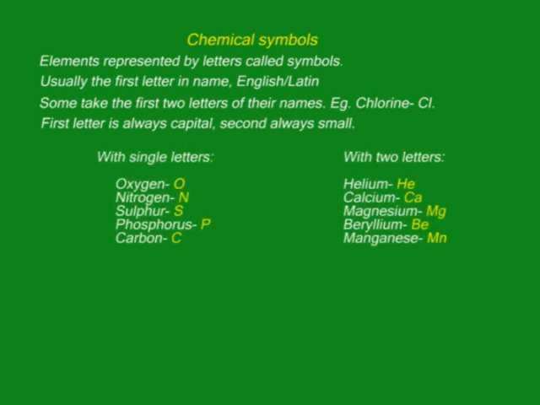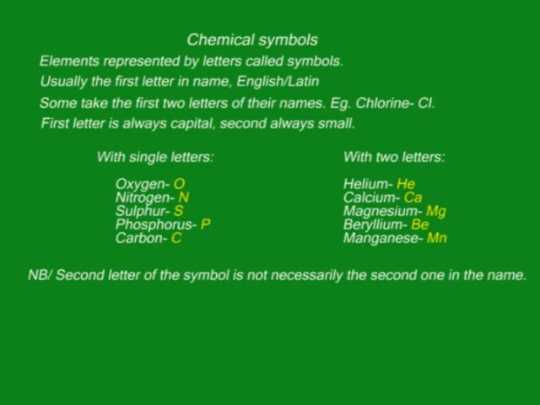Elements with single letters include oxygen with O, nitrogen N, sulfur S, phosphorus P, and carbon C. Elements with two-letter symbols include helium, calcium, magnesium, beryllium, manganese, and so on. Notice that the second letter in the symbol is not necessarily the second letter in the name. For example, if you look at magnesium, the second letter in the name is A. However, in the symbol, the second letter is G.